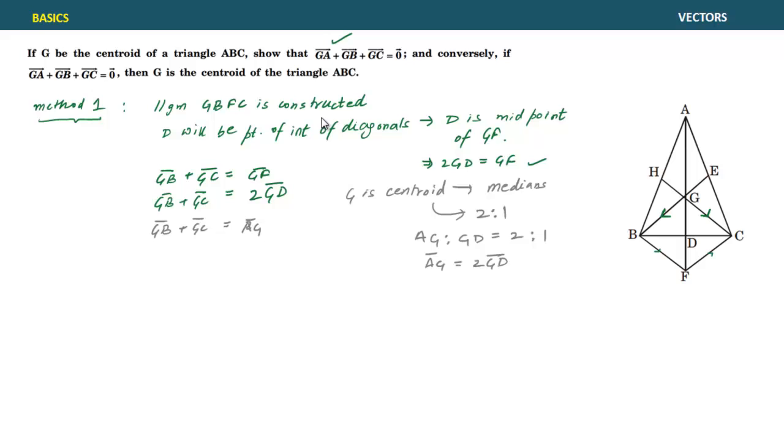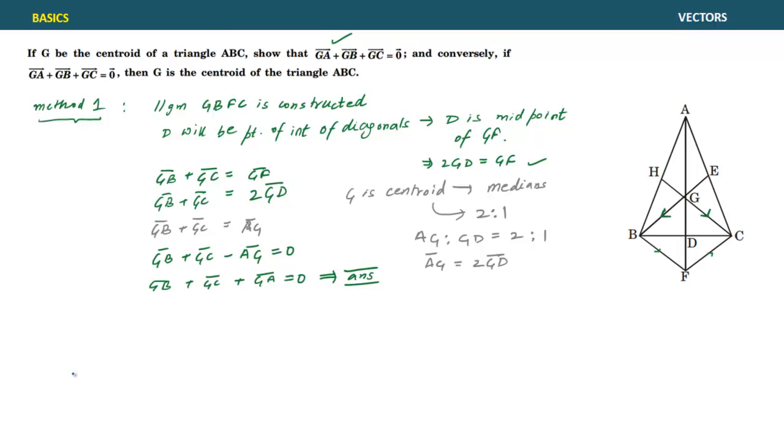So if this is AG, can you do something about this? Yes, we can flip it. So now the question is over. It becomes GB plus GC, and if I bring it here, it will be minus AG equal to 0. And if you flip their positions, right? If you start going from G to A, then it will be a negative sign and hence proved. So this is your answer. This is what you wanted to prove. So this is method one that you can do by construction. Okay, I hope this is clear.